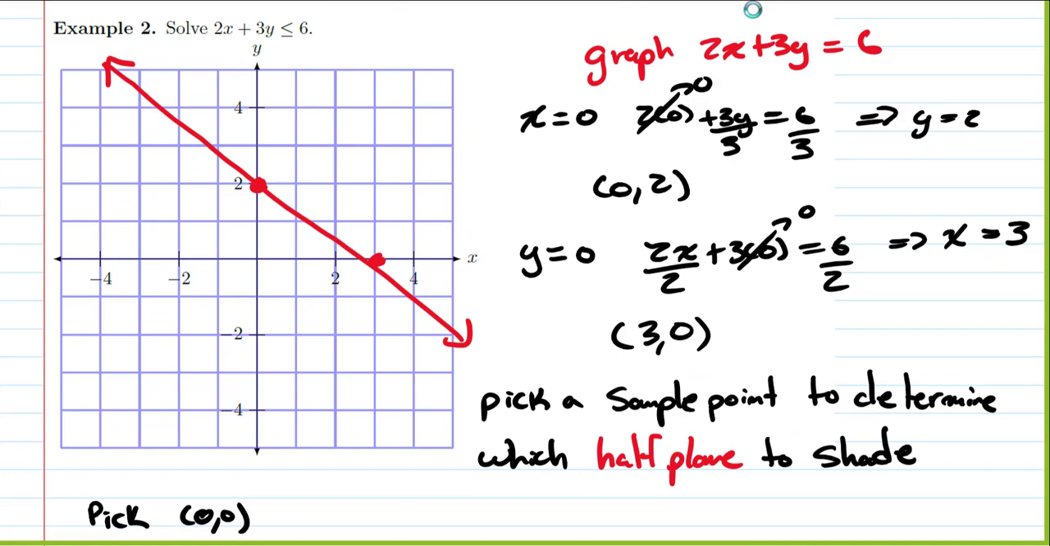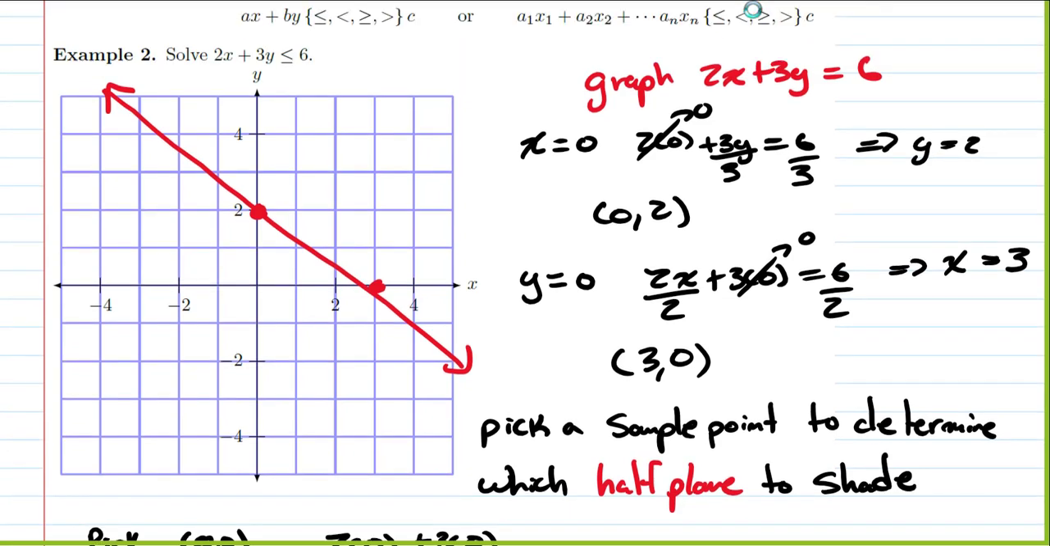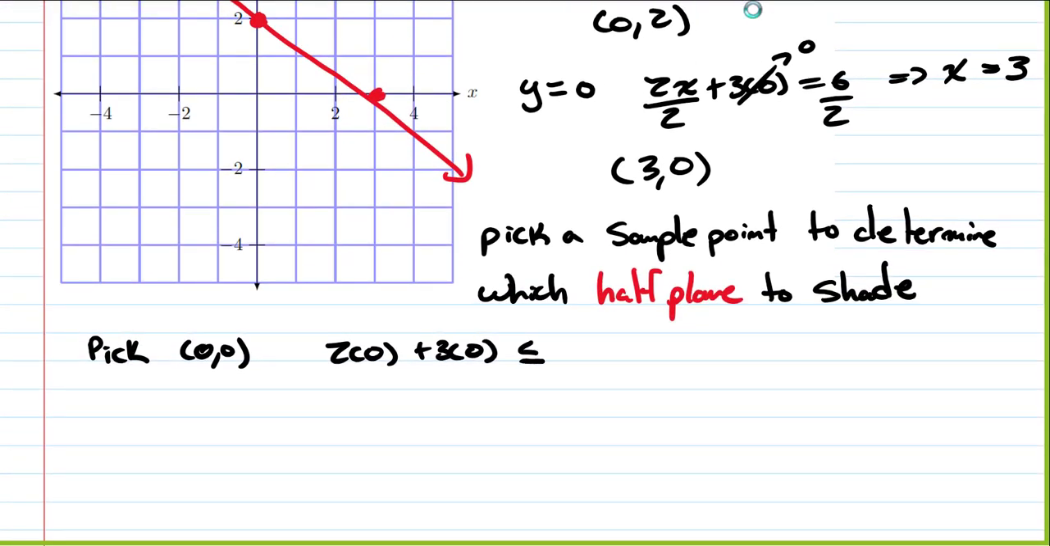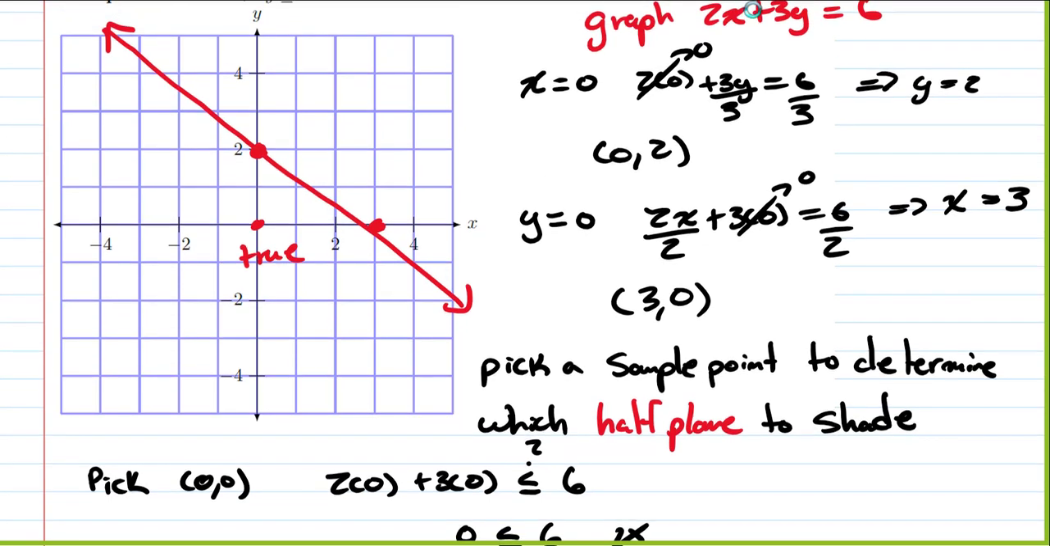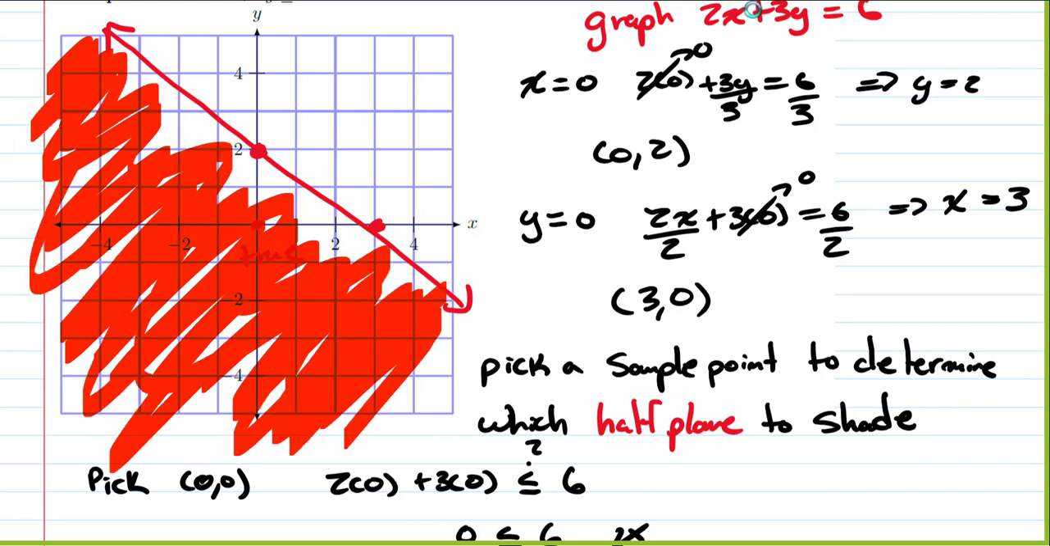And if we plug that into our original equation, we have 2 times 0 plus 3 times 0. And we want to know, is that less than or equal to the number 6? Well, 0 plus 0 is going to be 0. So we get 0 is less than 6, and that is true. So we picked our sample point here, and it's true. So then it tells us that that is the side of the line that we need to shade. So then our solution is this half plane, or everything below that line.